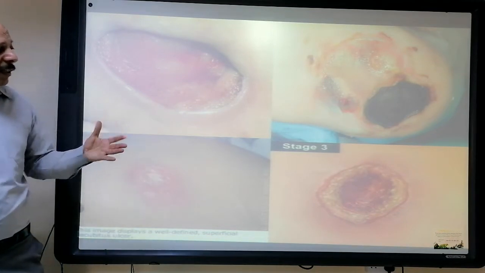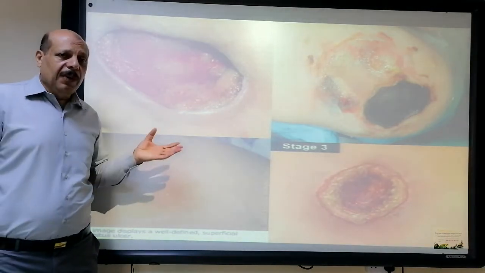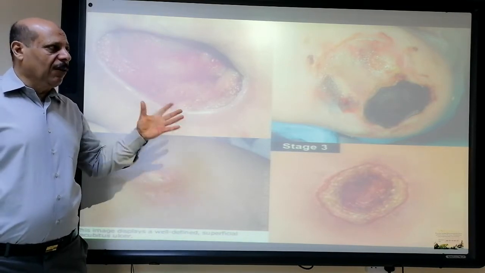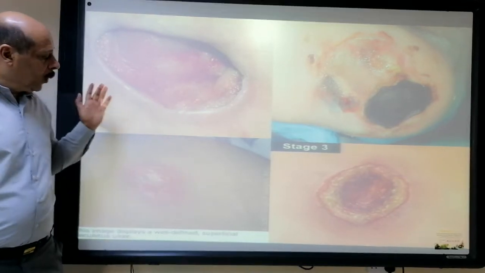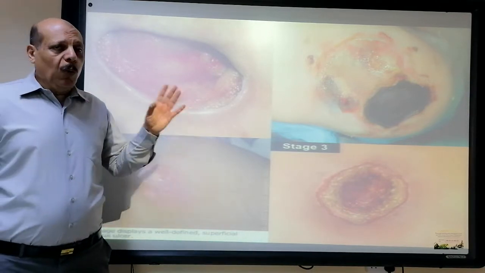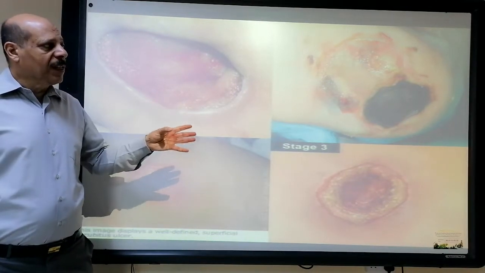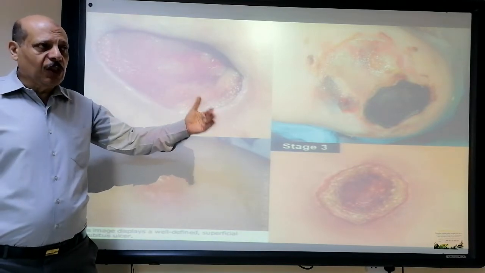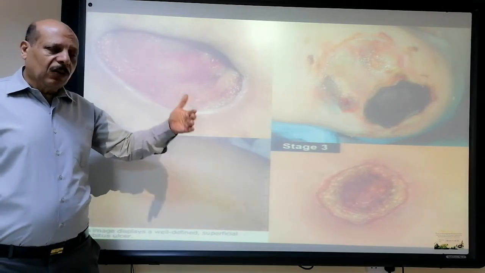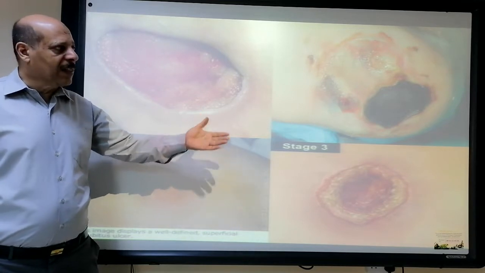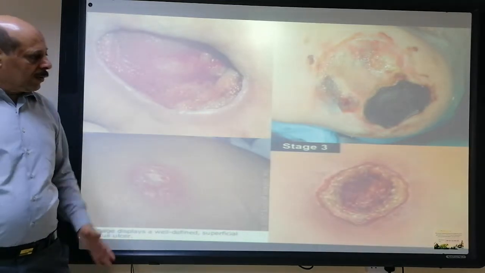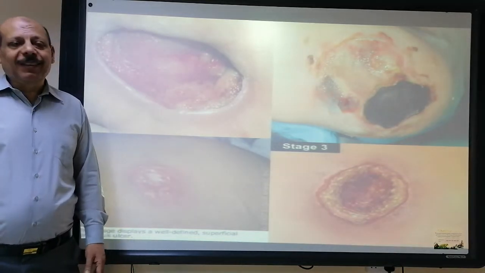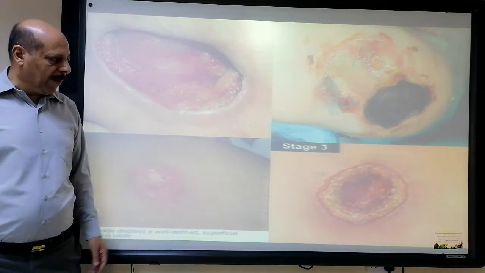The decubitus ulcer can range from a simple redness just on the surface of the skin to a deep wound, a deep necrosis of the skin and the underlying subcutaneous tissues, and it might even go toward the muscles and reach the bone if we are not dealing with it in a proper way.